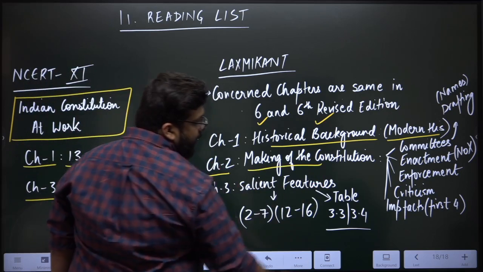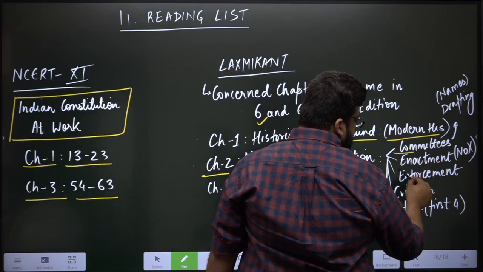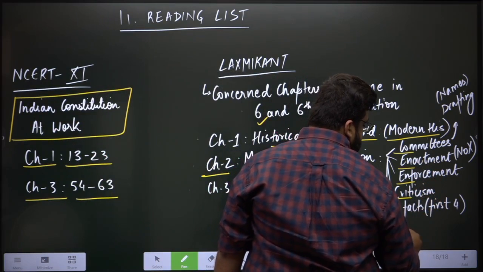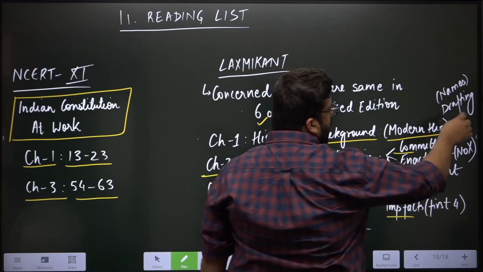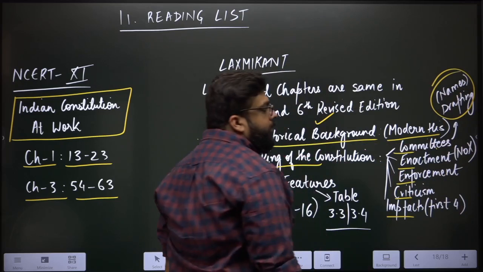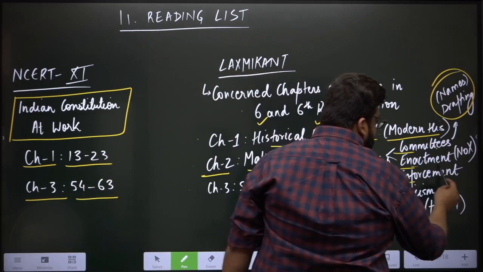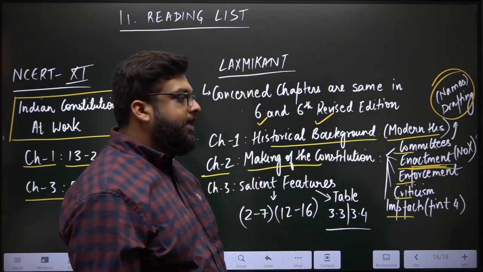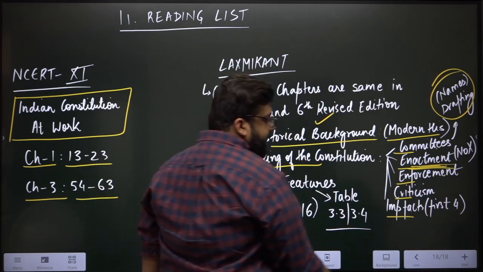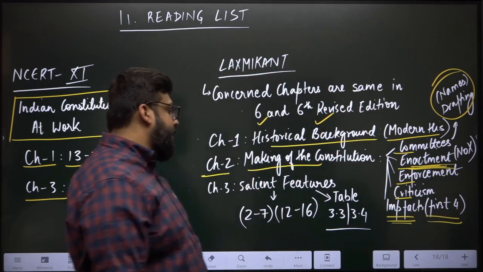Chapter 2, Making of the Constitution. These are the subheadings that you've got to do. Committees, enactment, enforcement, criticism, and important facts. As far as committees is concerned, you only need to know the names of the members of the drafting committee and no other committee. You don't need to know numbers in terms of enactment, the numbers of articles and all of that. As far as important facts are concerned, only do the first 4 facts which are mentioned.